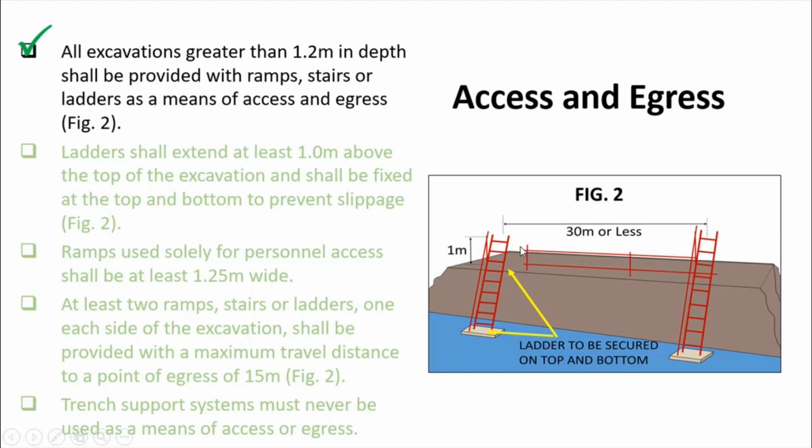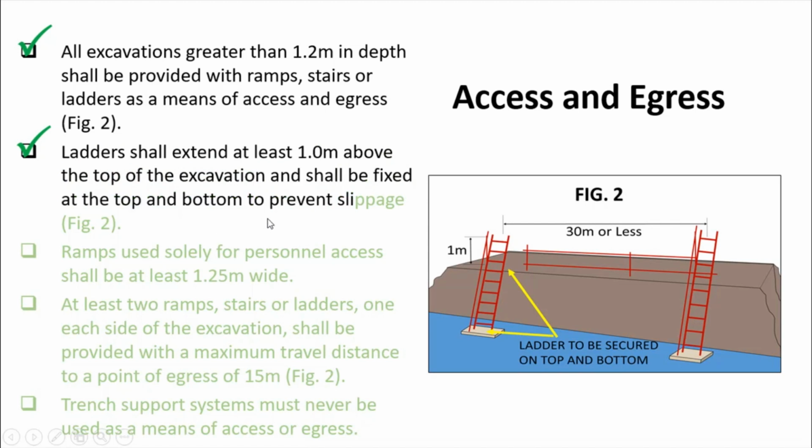This will serve as a handle for the workers when they are ascending and descending from the ladder. The ladder shall extend at least 1 meter above the top of the excavation, and shall be fixed at the top and bottom to prevent slippage. As I already discussed, ramps used solely for personal access shall be at least 1.25 meters wide. So if you cannot provide a ladder, you can provide ramps.